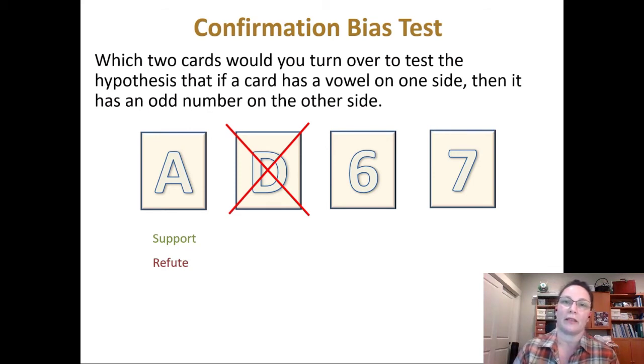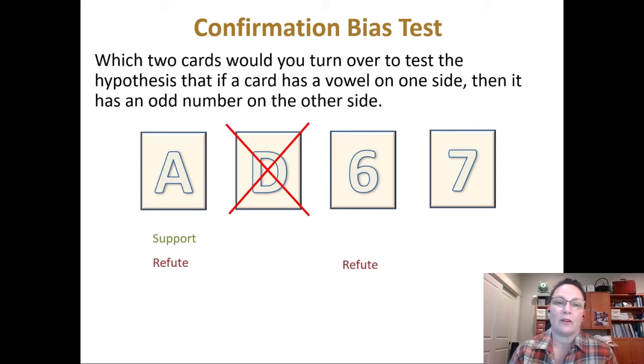It says what needs to be on the other side of a vowel. So the D is actually just a distractor. We don't need to flip it. We need to flip the 6. That's the first place I would go, because all it can do is disconfirm the hypothesis.